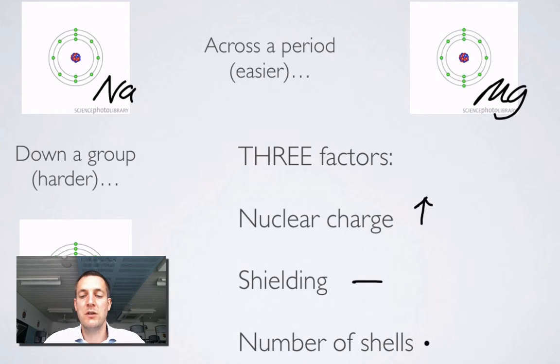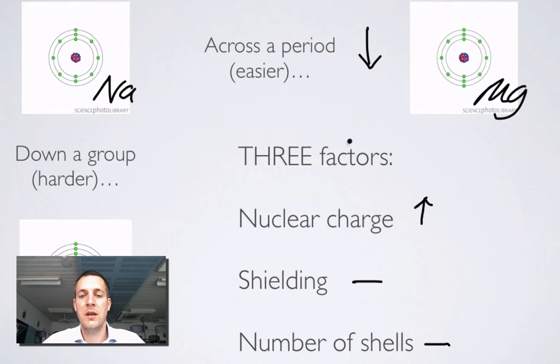What's happened to the number of shells? That stayed the same. So overall, there is a greater attraction to the nucleus in magnesium than there is in sodium. That means that all these electrons are going to get pulled inward towards the nucleus, and that means that across a period, the atomic radius is going to be falling.